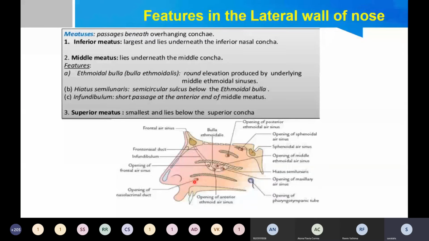Then we'll come to the inferior meatus. Please remember the inferior meatus will be between the hard palate and the inferior concha. Between the roof of the nasal cavity and the superior concha, it will be the sphenoethmoidal recess, and between the superior and the middle, it is the superior meatus. Between the middle and the inferior, it is the middle meatus. Now we are seeing one structure which is opening here. That is the opening of the nasolacrimal duct. So what is the nasolacrimal duct? It carries the tears.